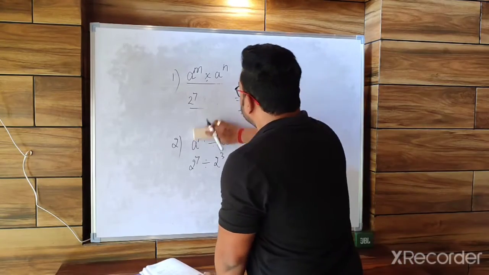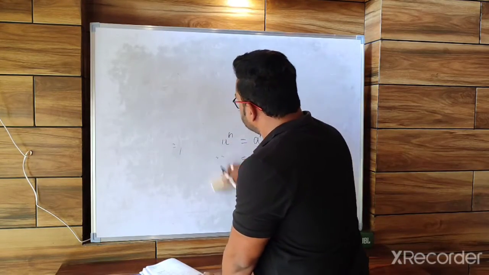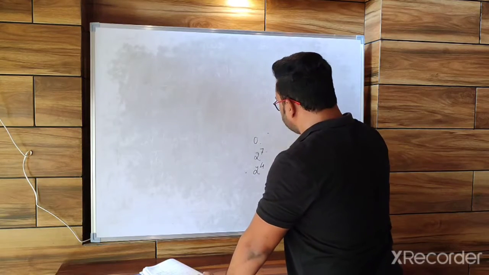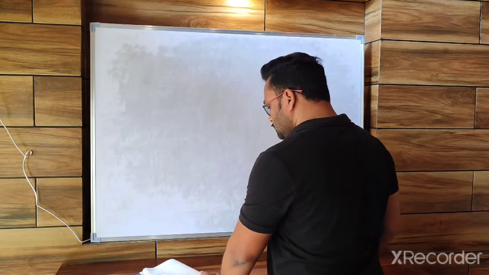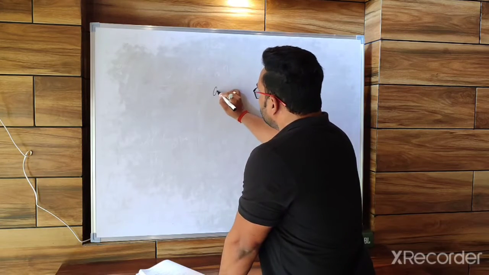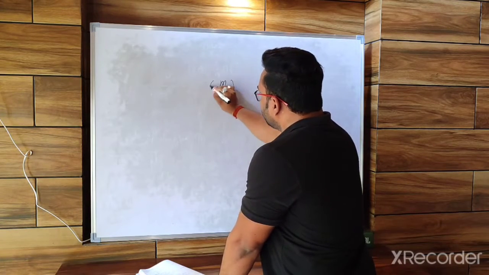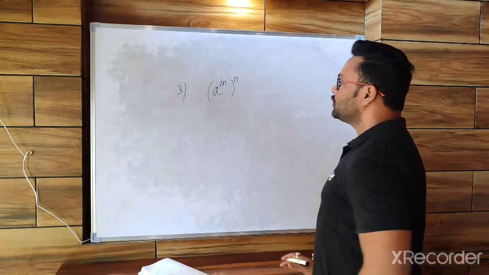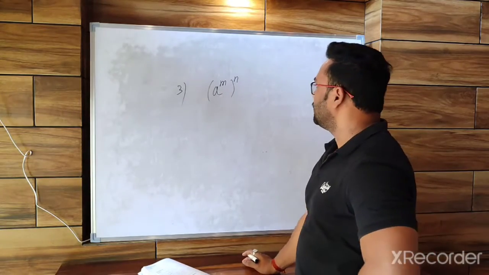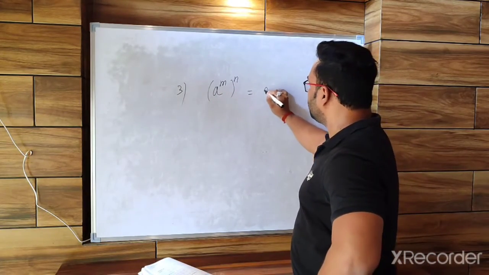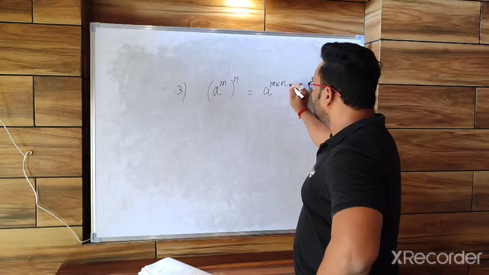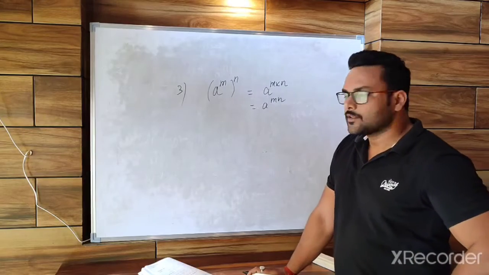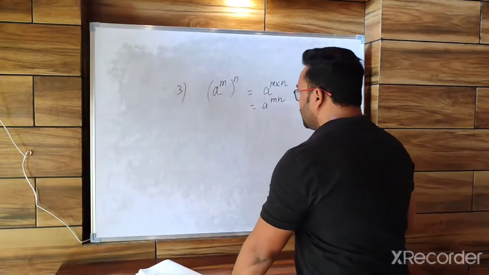Let's see another case, case number 3. When we have a to the power m, whole to the power n. Okay, it is case number 3: a to the power m to the power n, meaning the whole thing raised to a power. So here you have a to the power m into n, or you can also write it as a to the power mn. Okay, so this is how you have to solve. Let's see the example.